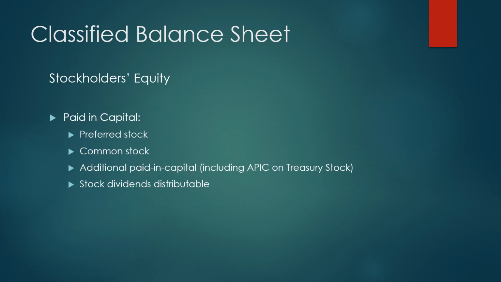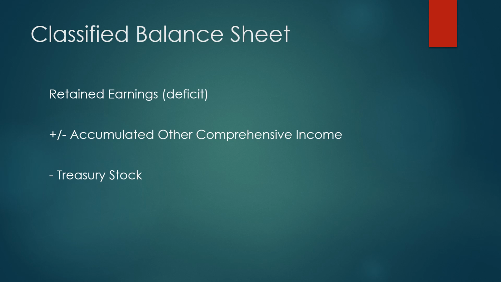In the stockholders' equity section, you're going to have your paid-in capital section and your earned capital section. In the paid-in capital section, you would include your preferred stock and common stock accounts, as well as any additional paid-in capital accounts, including additional paid-in capital on treasury stock. Stock dividends distributable are also reported in the paid-in capital section. Retained earnings, or deficit, is the earned capital.